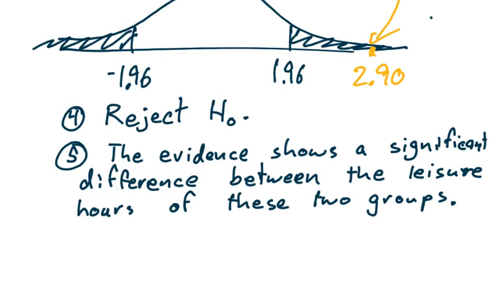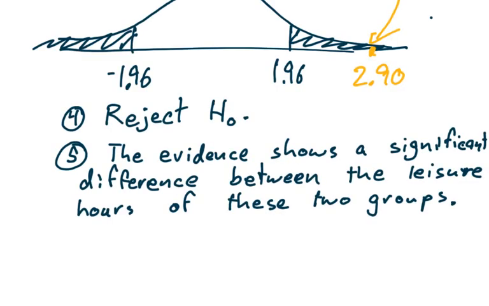And then, of course, step 5, summarize the results. And so here we say the evidence, always the evidence, right? The evidence shows a significant difference between the leisure time hours of these two groups. That's how we would summarize that. And we'll close here and pick up with the next example in just a moment.